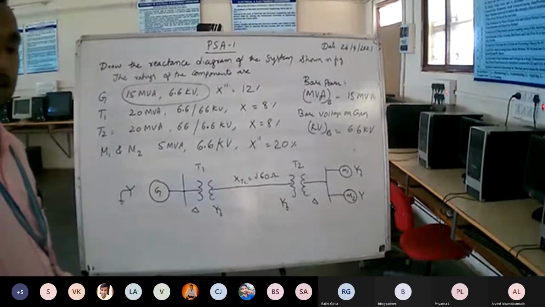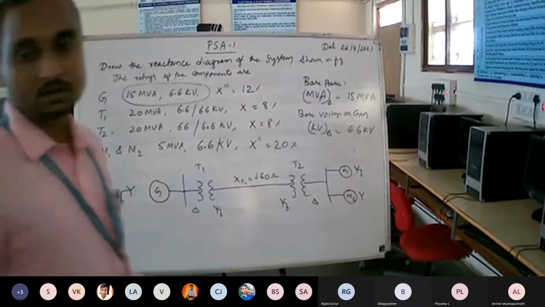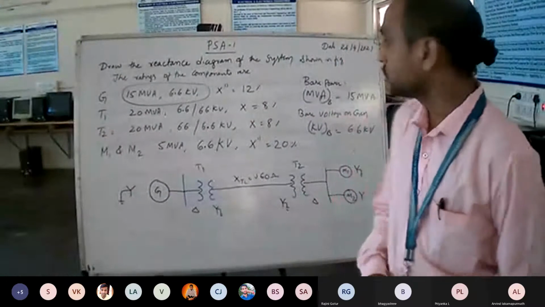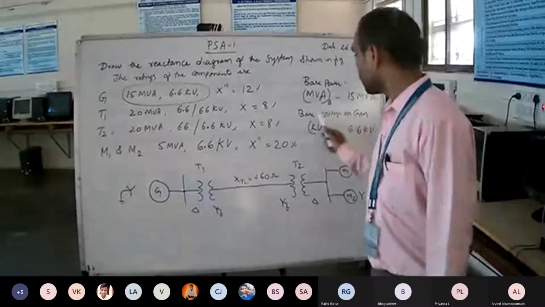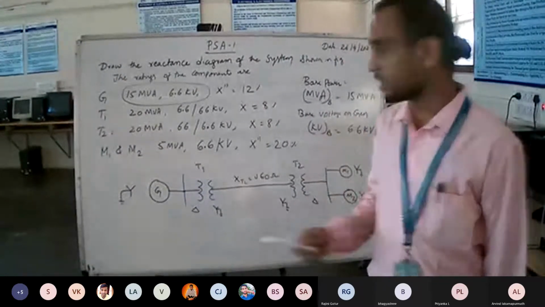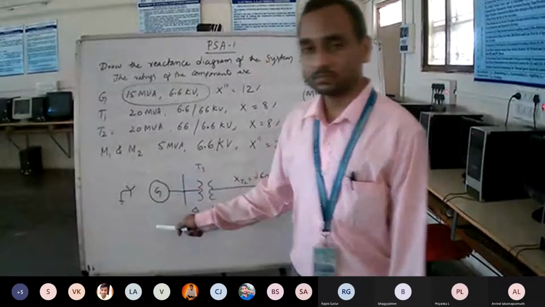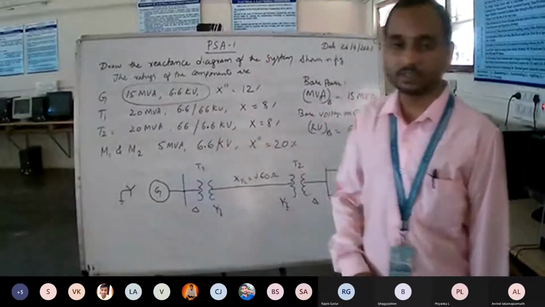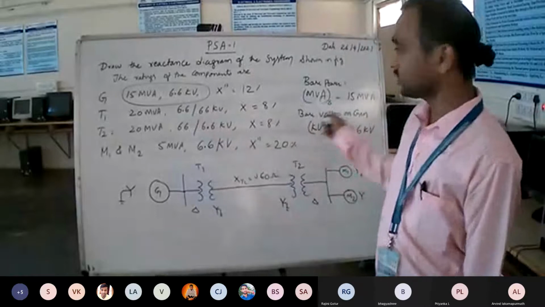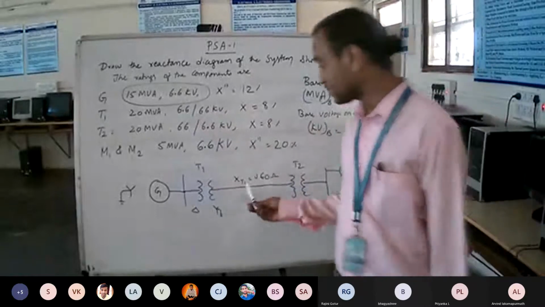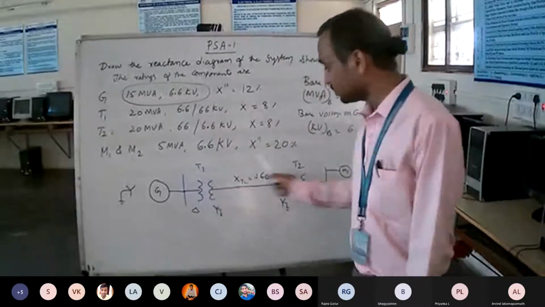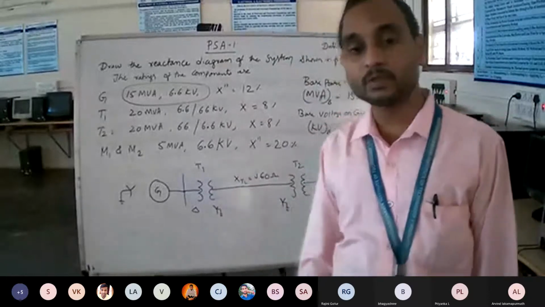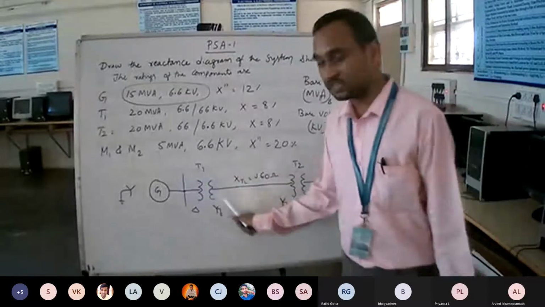So now, the base voltage of different sections will vary. We have written the base voltage on the generator section. For the generator section, 15 MVA and 6.6 kV are given, so we have to choose the same rating. But the base voltage on the transmission line and transformer section depends upon the voltage ratio of the transformer.